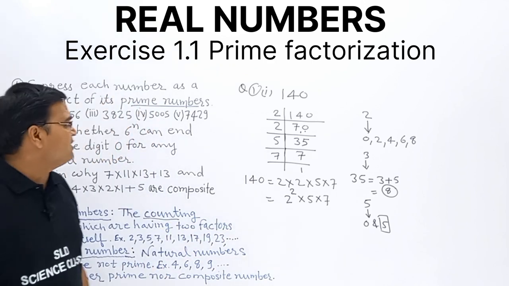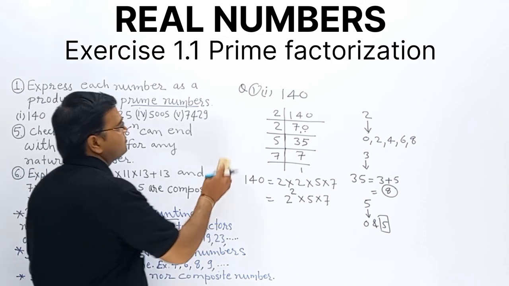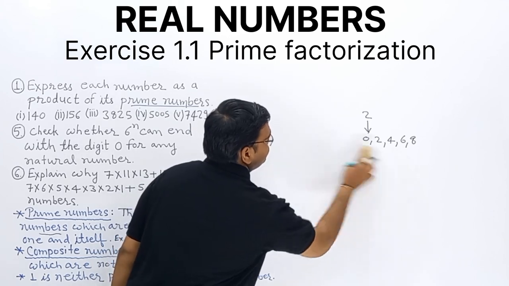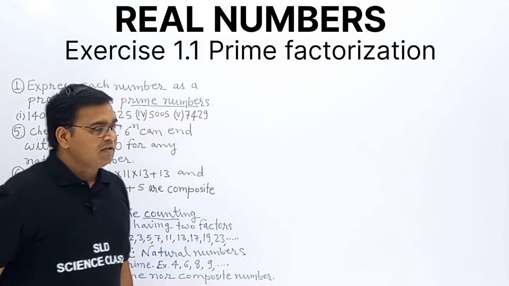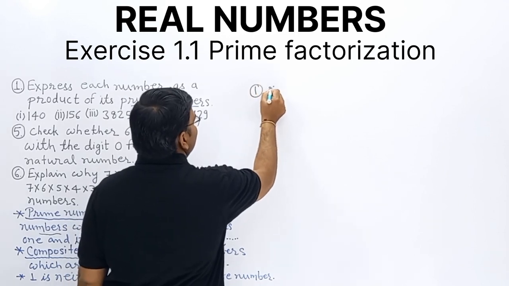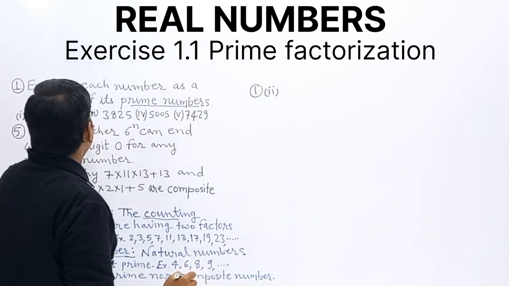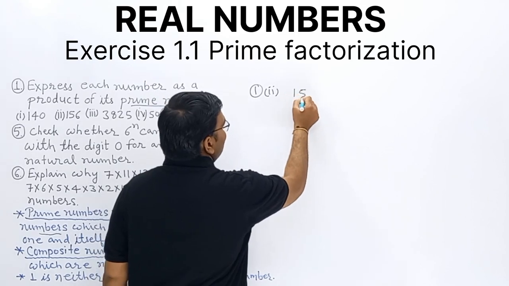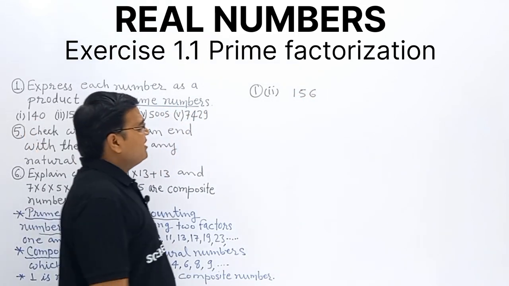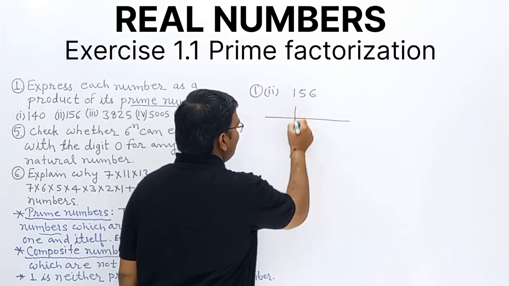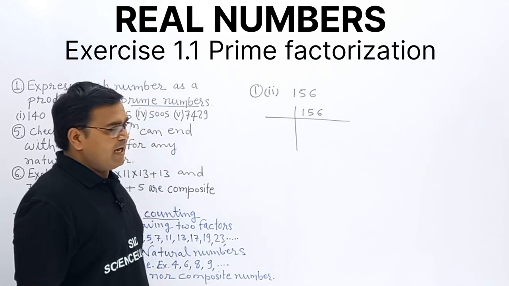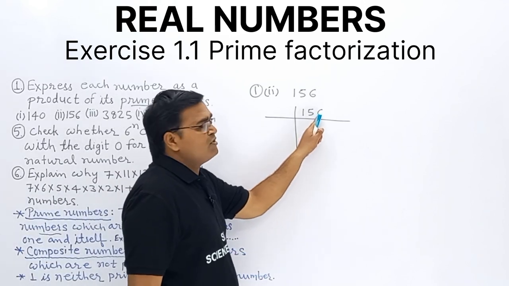Now the next question I am taking. Question number 2, and this one is 156. Again, by using the prime factorization method, using the long division method, 156. Write like this. Now the unit place is 6.